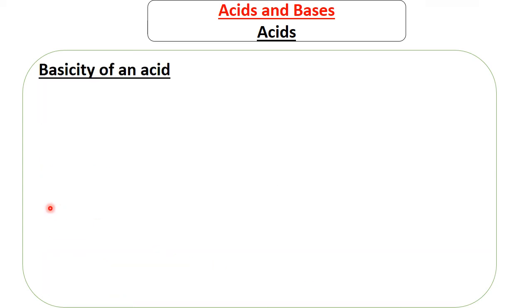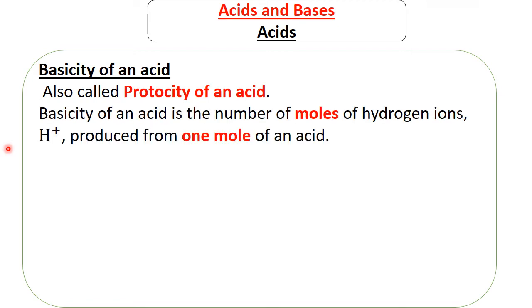Next, we're going to take a look at basicity of an acid. This is also called protosity of an acid. So basicity or protosity of an acid is the number of moles of hydrogen ions, H+, produced from one mole of an acid. I won't go deep into what a mole is, but we are going to have an idea. We're going to do more concept, we're going to understand more about the mole.